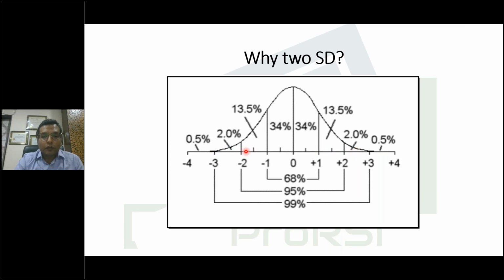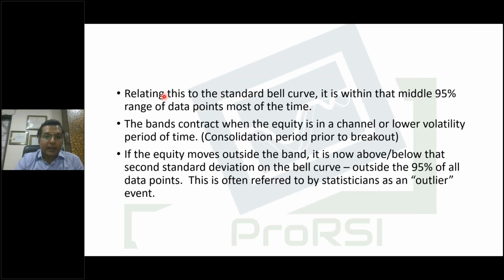Outlier events. We will be looking at the events where the prices are closing beyond the 2 standard deviation band. Relating to this standard bell curve, as I have explained, 95% of the time the data will be inside the band. Now when it moves outside the band, it is an outlier event, which means something special has occurred. So when a breakout occurs, something special has occurred. You can correlate with it.